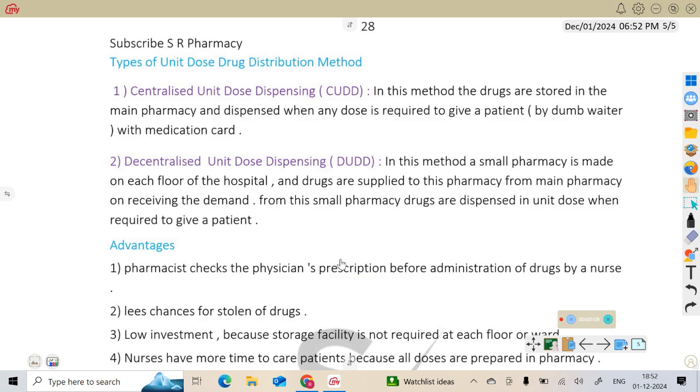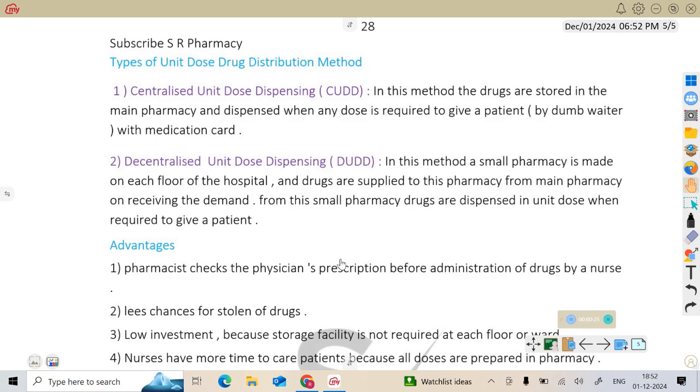The unit dose drug distribution is a method of distributing the drug to the patient one dose at a time only. In one dose there is a capsule, a tablet, and a small syrup, like 1 or 2 days of syrup.